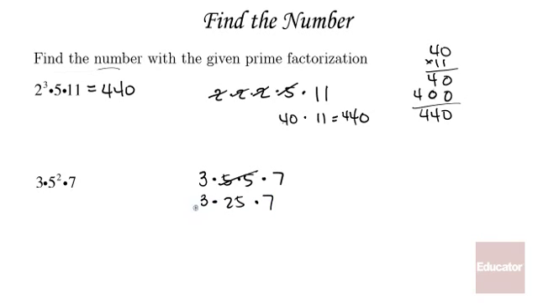And 3 times 25 is 75. And lastly, 75 times 7, 49, 50, 51, 52. So this equals 525. You could go in order too and say 3 times 5 is 15, and 15 times 5, and then times 7, and so on.